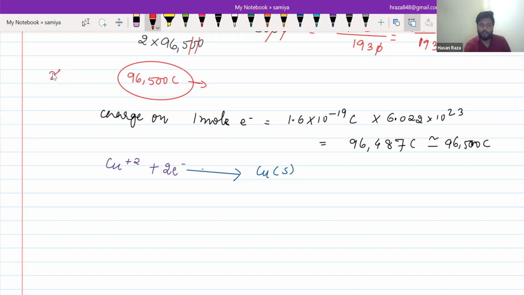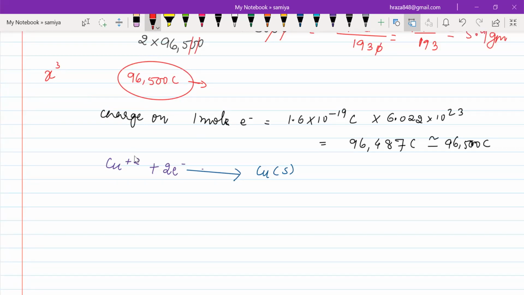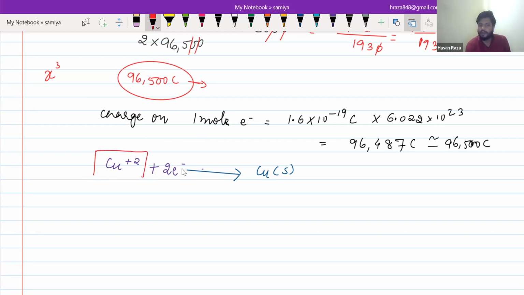So if I ask you what is the coefficient of x cube? Can anyone tell me what is the coefficient of x cube? Madiha, Ayman, Sami, 1. So in the same way, what is the stoichiometric coefficient of Cu2+?